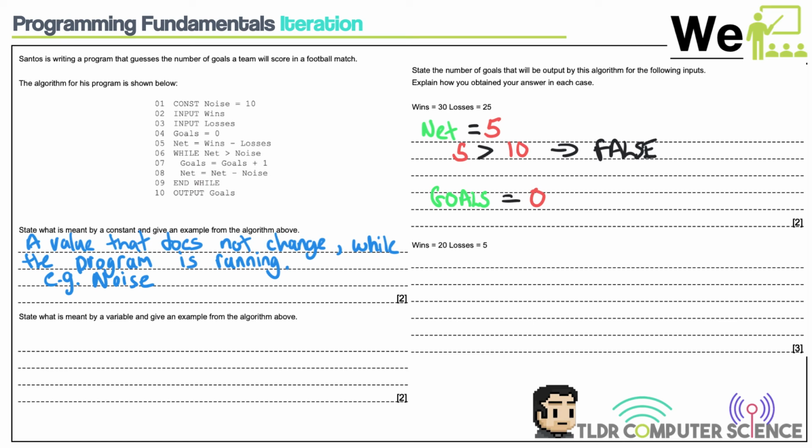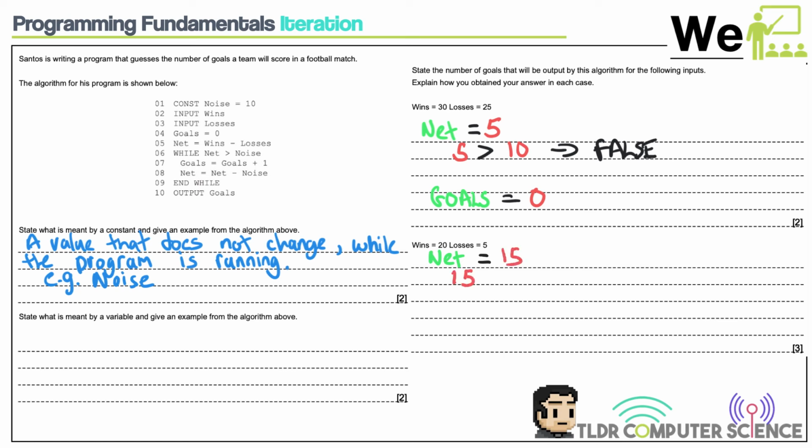Right, let's do the same thing again, but this time wins is 20 and losses is 5. So net equals wins minus losses. Let's do that again. So net this time is going to be equal to 20 minus 5, so it's going to be 15.